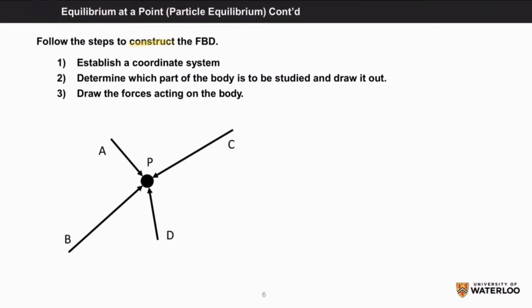Let's look into how we construct FBDs for a particle. As always, we start by establishing a suitable coordinate system. We'll pick right and up as our positive x and y directions respectively, and although we don't consider moments in these types of problems, we should still select a moment coordinate system to get in the habit of doing it. So counterclockwise will be our positive moment direction. Next, we have to determine which part of the body that we're studying and draw it out. Really, the only body here is the particle, so I'll redraw the particle and all the forces acting on it as we're told in step 3.